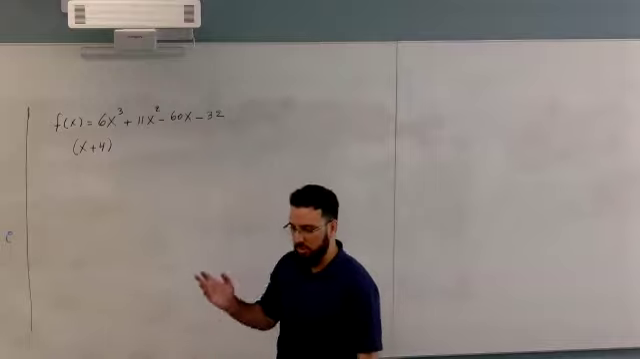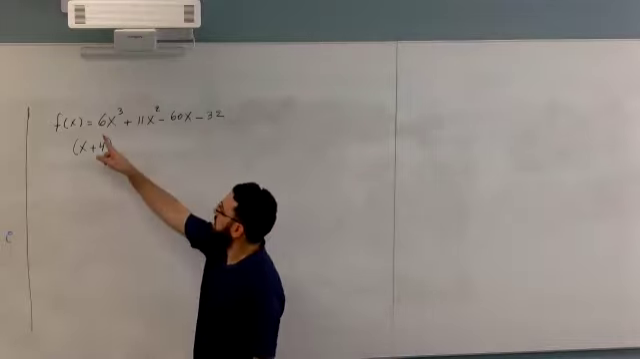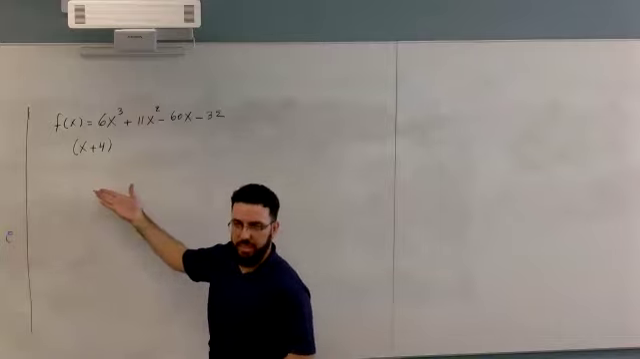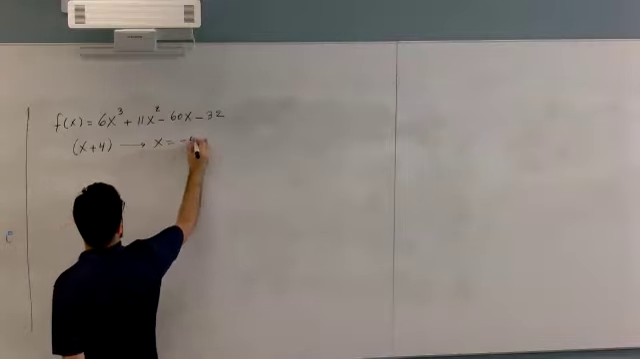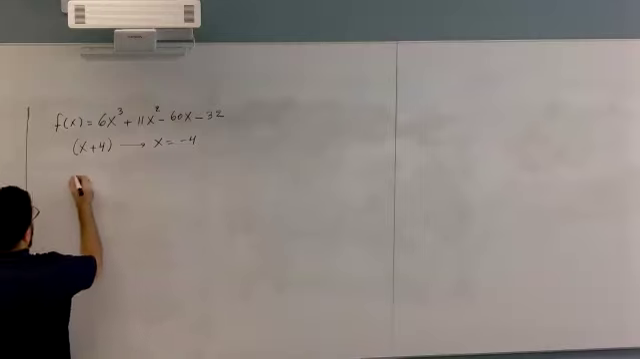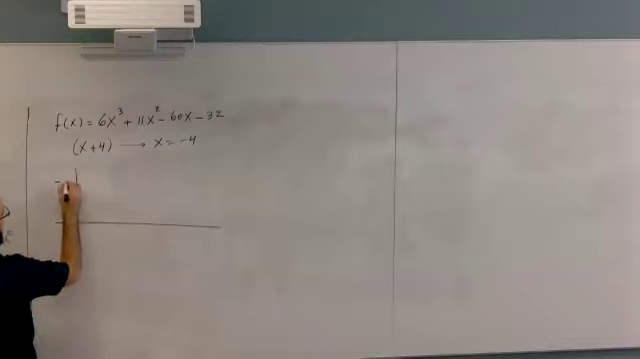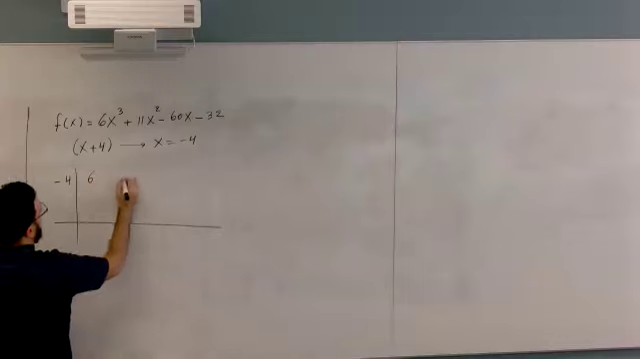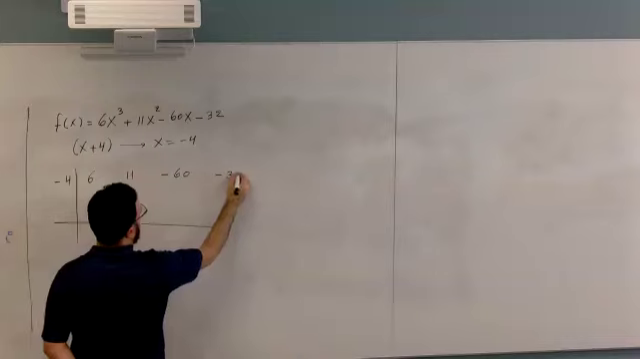It's telling you to use the remainder theorem. You see, this is the polynomial, but this one now is what? A factor. It's not a 0. It's a 0, but I have to solve it, right? So what I'm going to say, x equal negative 4. That's what I'm going to use on the synthetic division. So negative 4 here. Do I have a missing term? It will be 6, 11, negative 60, and 2.